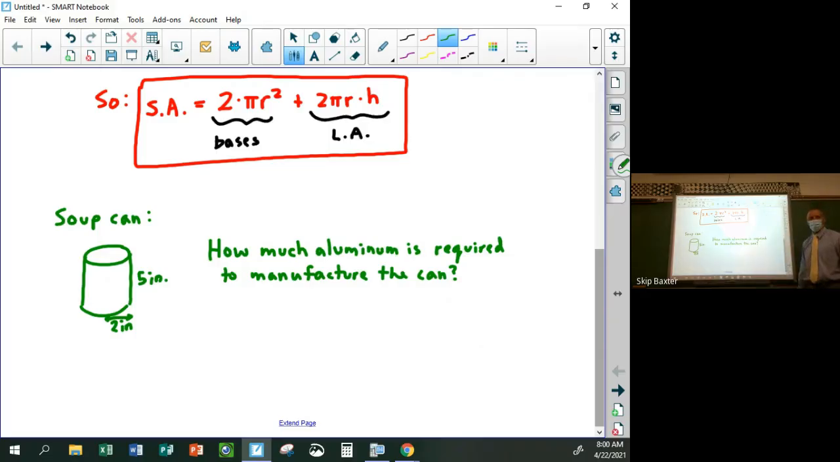I don't even know if soup cans are made out of aluminum. Probably not. Probably made out of steel or something. I don't know. Who cares?